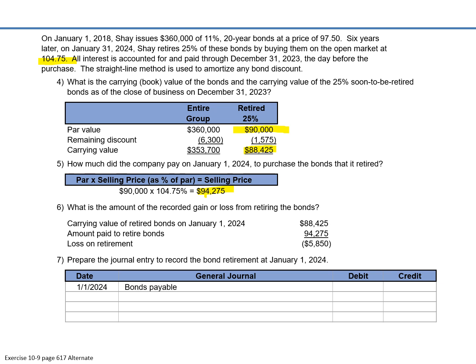Well, we need to remove our bonds payable for the 25% that we're retiring, right? So that's a debit of 90. We have to remove the remaining discounts on bonds payable that we're retiring, so that's going to be a credit of 1,575. We know what our loss is. We already computed that, 5,850. And the cash that we're paying for the retirement of the bonds on the open market is 94,275.